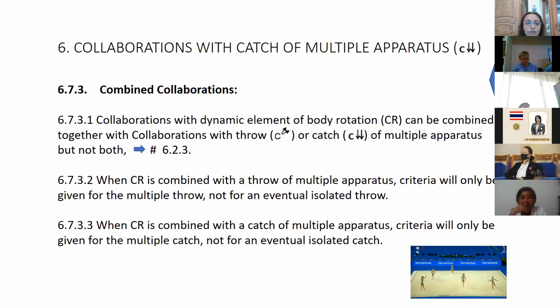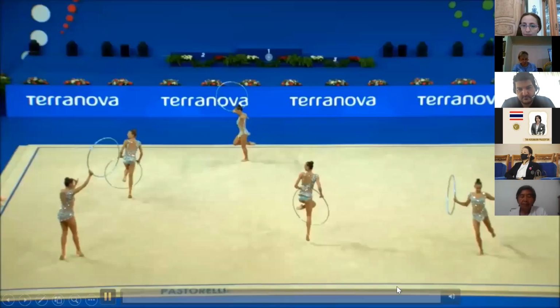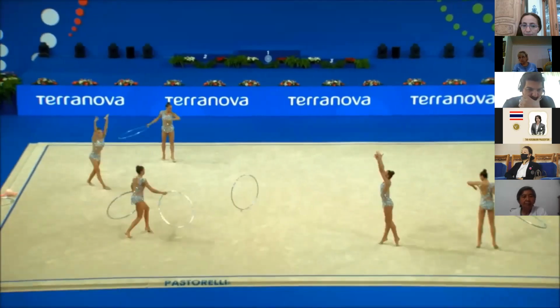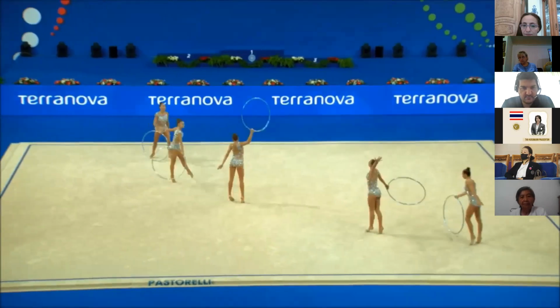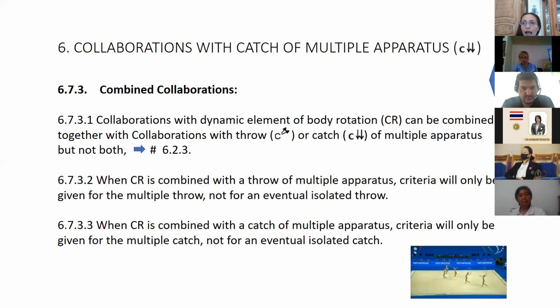What does it mean? When CR is combined with a throw, the criteria will only be given for the throw of the 2 arrows. When the CR is combined with the catch of multiple apparatus, criteria will only be given for the multiple catch and not for an eventual isolated catch. Let's see example. So, isolated throw, whether it has criteria outside visual without hands, it will not be given. The criteria will only be given for the multiple apparatus when they are combined with CR.